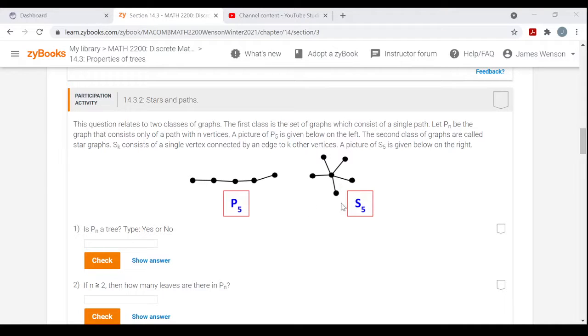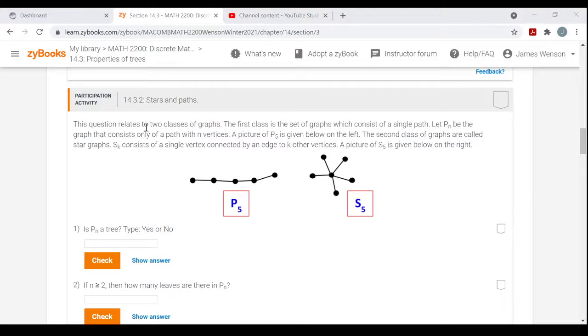But again, no cycles, and each of these has at least 2 leaves. This path here, this vertex has degree 1, and that end vertex has degree 1. It has at least 2 leaves. This graph here has 5 leaves. S5, the 5 tells you how many points of the star, how many leaves there are. There's a 6th vertex in the middle.